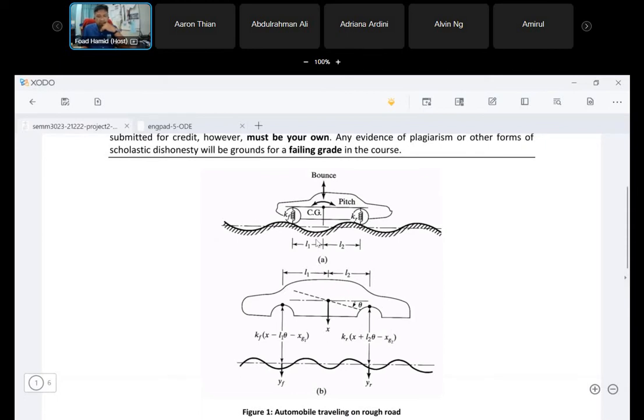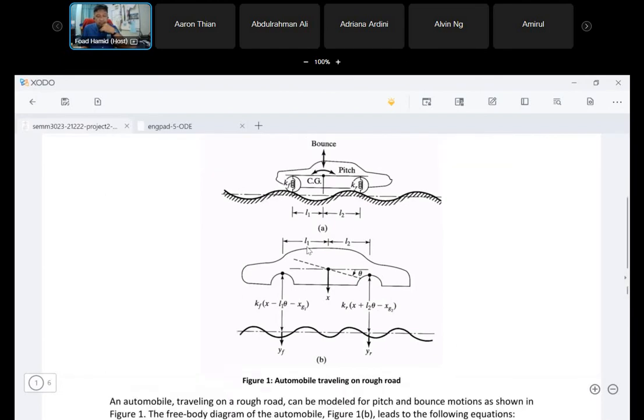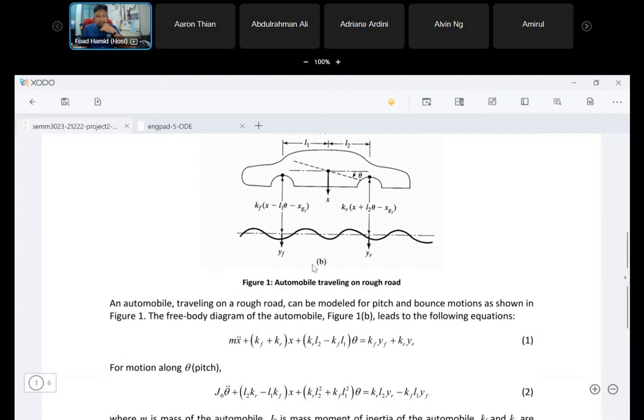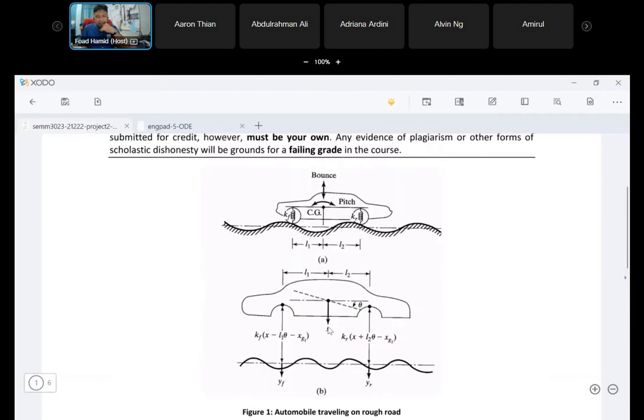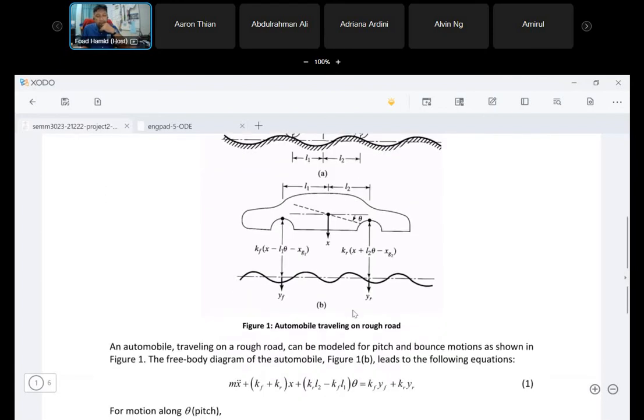So this is basically to try to find what is the best KF for a suspension system. But in this case, it's trying to find the two things here: x, which is the bounce, and the pitch, which is, in this case, theta here. Theta and x. These are the two unknowns that you need to solve.